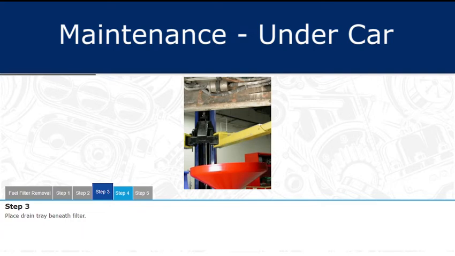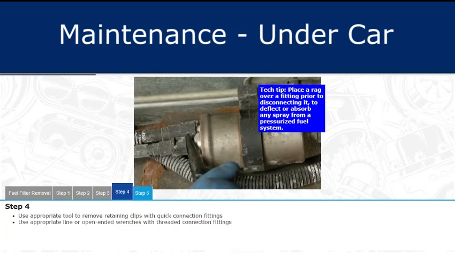Place a drain tray beneath the filter to catch any fuel that drains from the filter when it is disconnected. Use the appropriate tool to remove the retaining clips with quick connection fittings. Always make sure to use the appropriate line or open-ended wrenches with threaded connection fittings. Place a rag over a fitting prior to disconnecting it to deflect or absorb any spray from the pressurized fuel system.